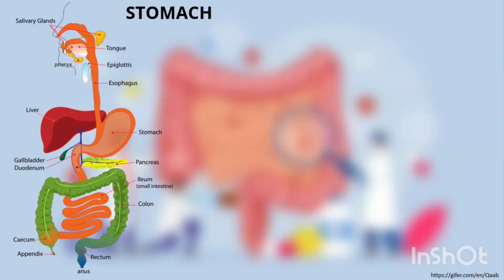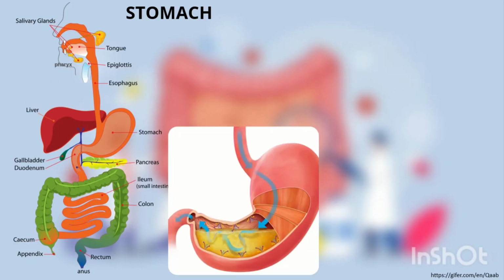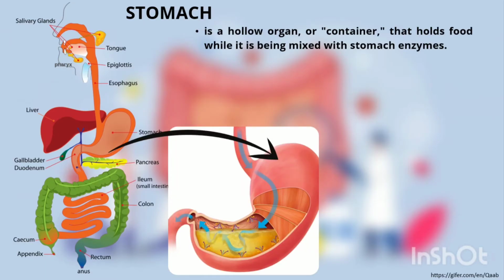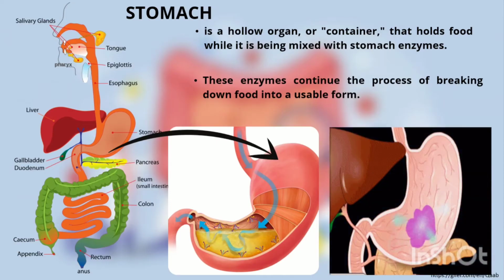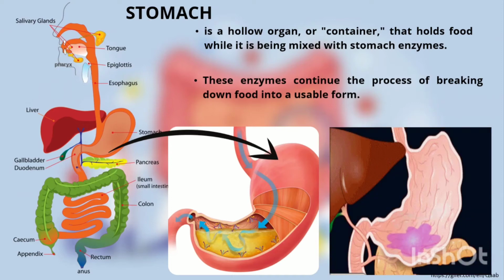The stomach is the expanded organ located between the esophagus and the small intestine. It is a hollow organ or container that holds food while it is being mixed with stomach enzymes. These enzymes continue the process of breaking down food into usable form. The stomach's capacity is about a liter in adults.